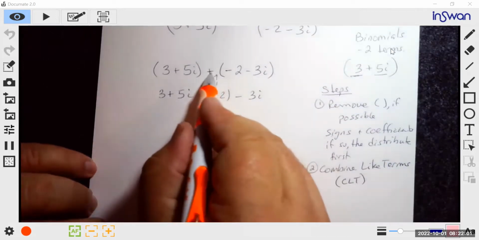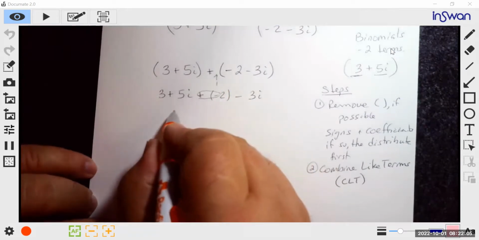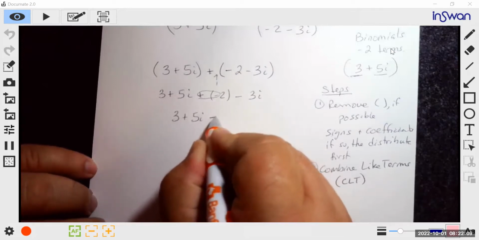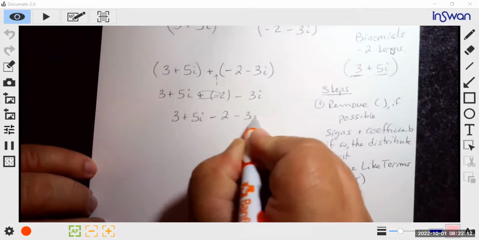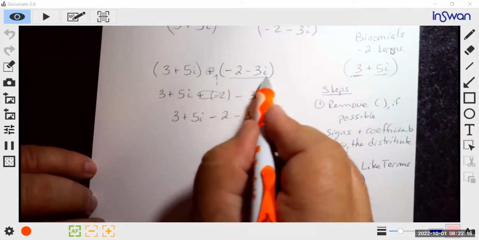When we drop the parenthesis, we have these two signs next to each other. A positive times a negative becomes a negative. So if you have a plus sign in front of there, just write whatever's inside the parenthesis.